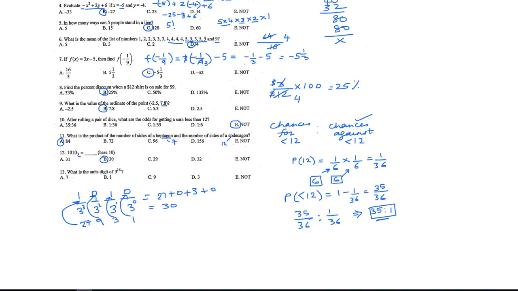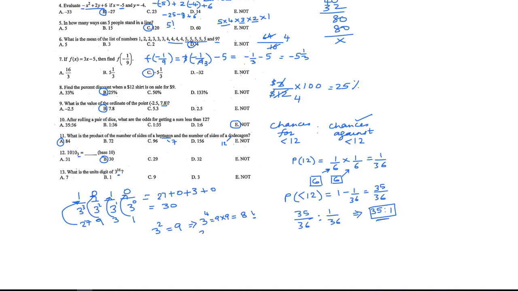Question 13. What is the units digit of 3 to the power 16? This is a very interesting question. You need not multiply 3 times 3 16 times to get the units digit. So let's take a look at it. 3 to the power 2 is 9. And we know that 3 to the power 4 will be 9 times 9, which is equal to 81. So look at the units digit. The units digit is 1 over here.